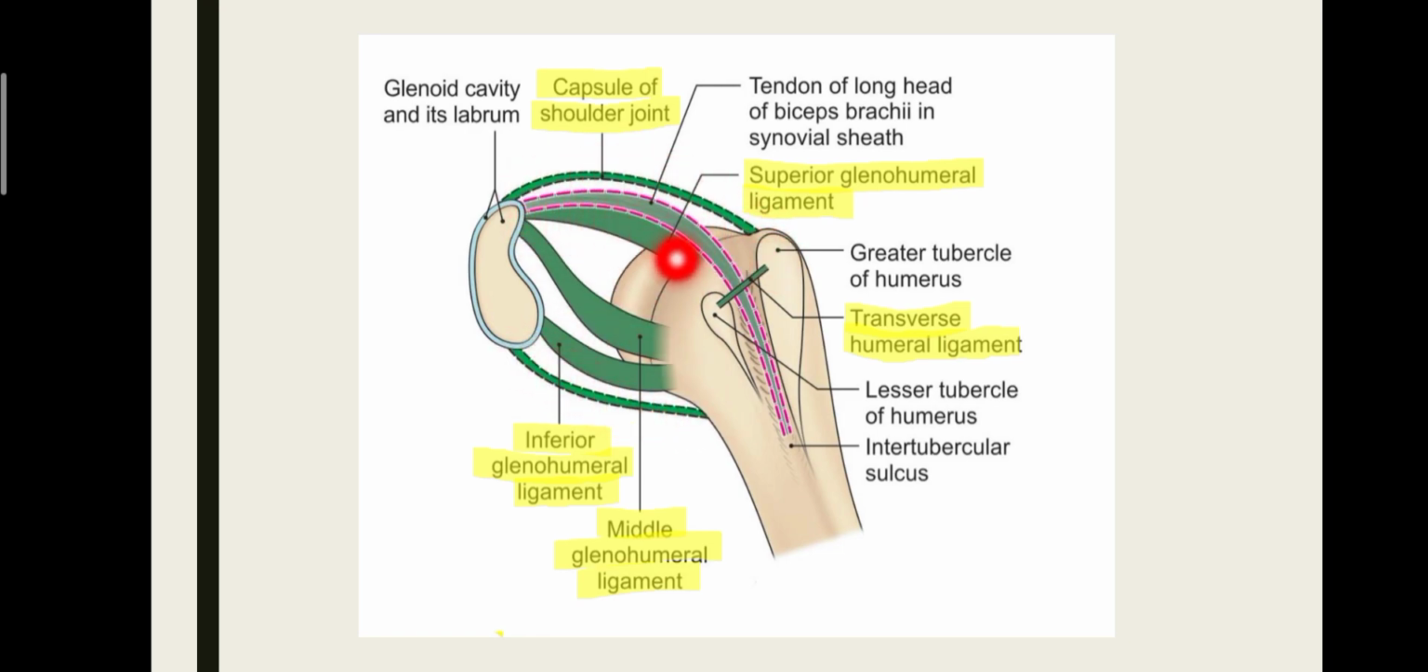And next, see, look at this. These are 3 bands, right? So these are your glenohumeral ligaments. From the name itself, we'll be able to tell glenohumeral, right?